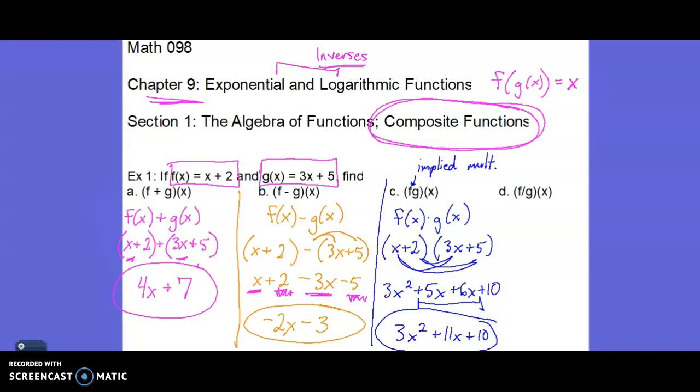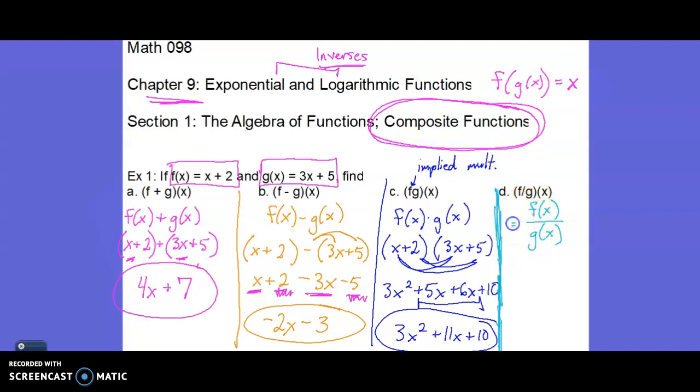And as always, if you are confused by anything, please write down your questions and bring them to class. That way I can answer them and get you squared away. Yeah, you got to let me know if you have questions. And same thing with letter D. This is shorthand for saying the function f divided by the function g.